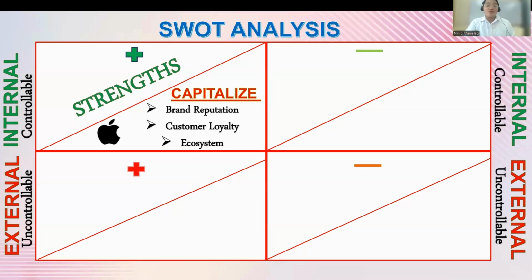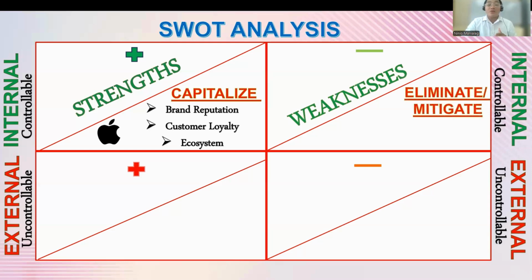The next factor for SWOT analysis is what we call weaknesses. Weaknesses are internal factors that hinder a business from reaching its potential. Since these weaknesses are within the organization, they are controllable. Therefore, it is essential to eliminate or mitigate these weaknesses to improve performance.